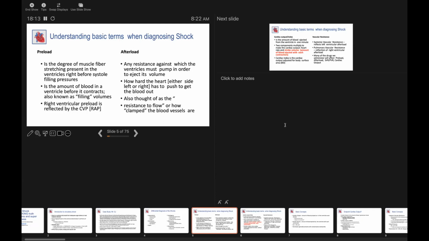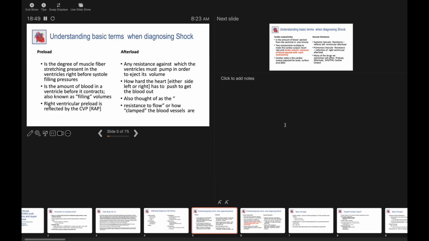What's normal CVP? 6 to 10. If you're on positive pressure ventilation, it's around 6 to 10. If you are breathing spontaneously, it'll be 2 to 8. What's the difference? When you're intubated on positive pressure ventilation, your ventricle is less compliant because of the pressure changes in the chest. That's why pressure is a little higher when you're intubated on a ventilator.